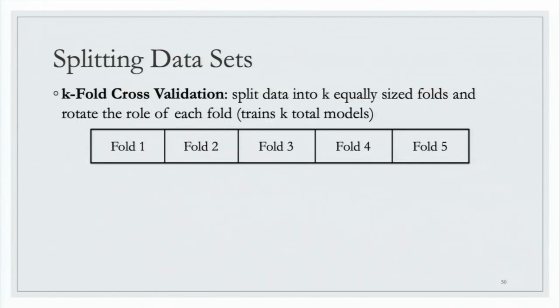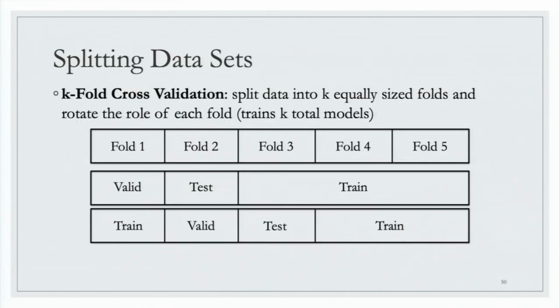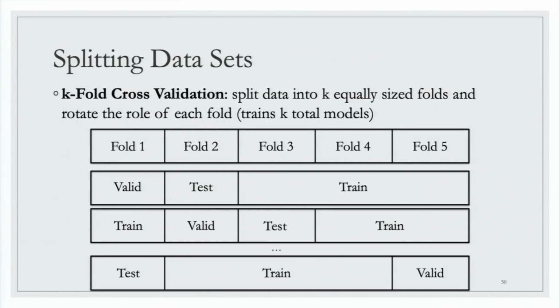The idea here is that we want to take all of our data and split it up into k equally sized pieces. So instead of worrying about training, validation, and test sets, I'm just going to split this whole thing into 5 pieces. K here is 5. And what I'm going to do is train multiple models. I'm going to first say that the first fold is my validation, the second fold is my test, and the remainder is training. Then I'm going to repeat, shifting everything over by 1. Now the second fold is validation, the third fold is test, and the rest is training. And I repeat until every fold has had an opportunity to be each type.